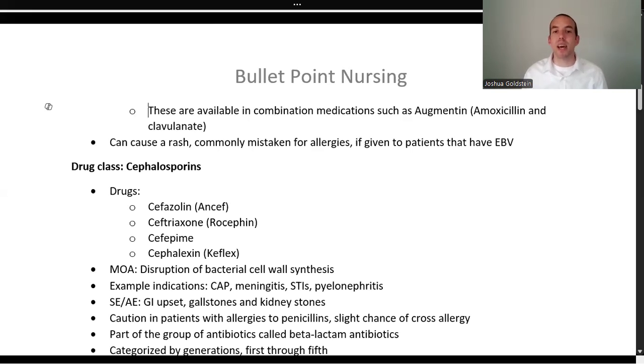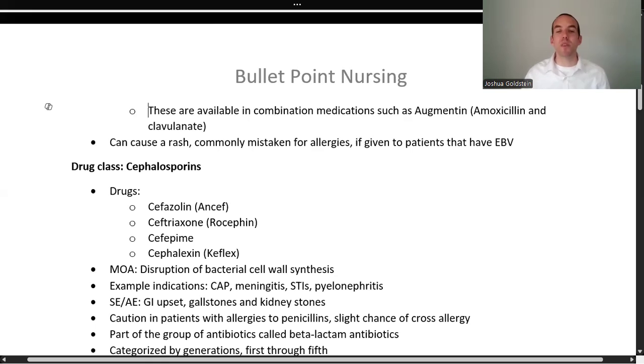This is also a beta-lactam antibiotic. Again, we talked about it. I'm not going to get into it again. Cephalosporins are categorized by generation, first through fifth. I should update this because as of mid-2025, we're actually into the sixth generation of cephalosporins. I actually think I'm a year behind. I think last year already we had this first sixth generation cephalosporin.